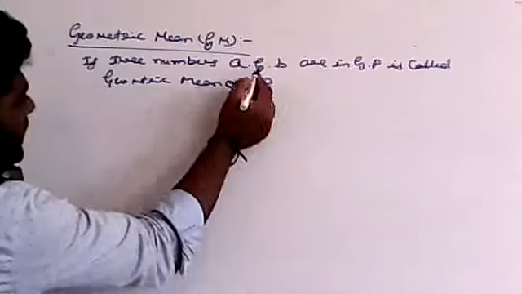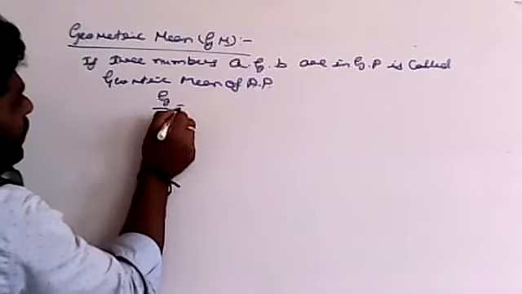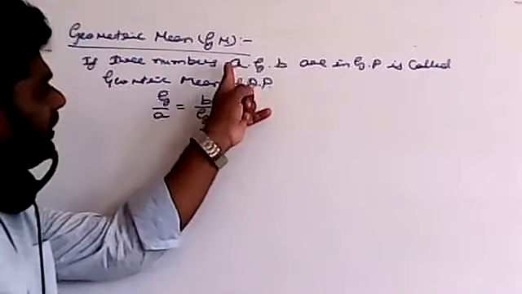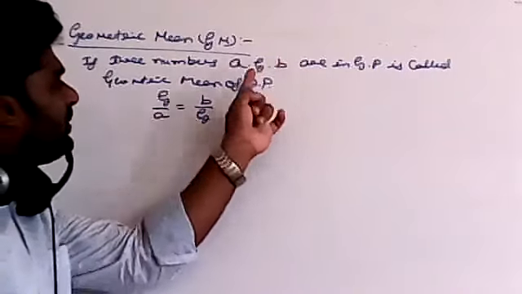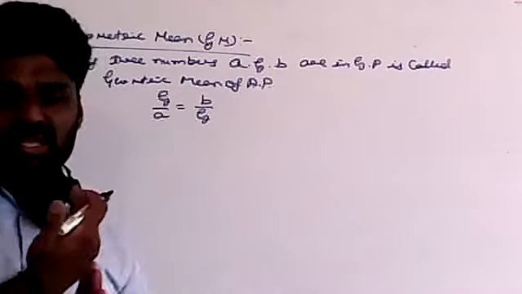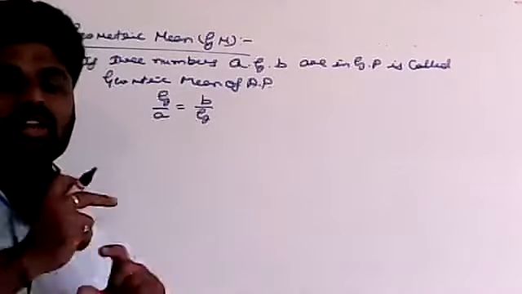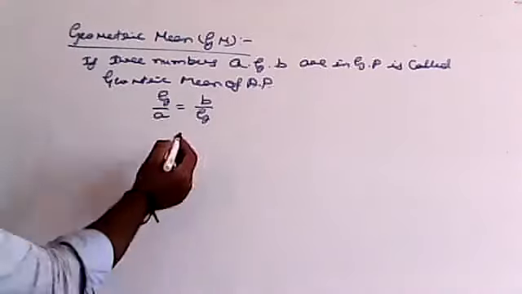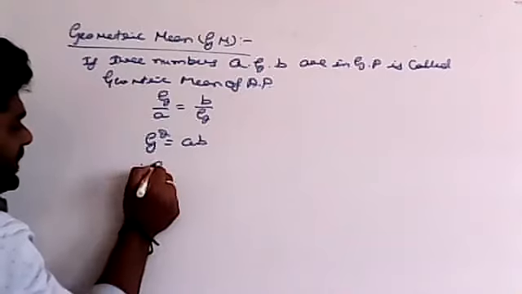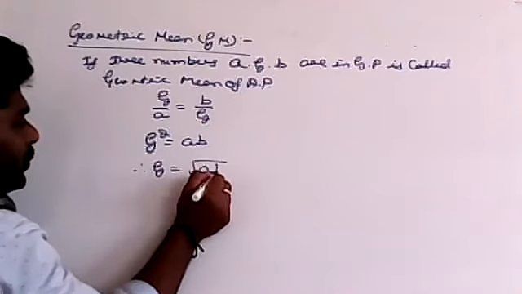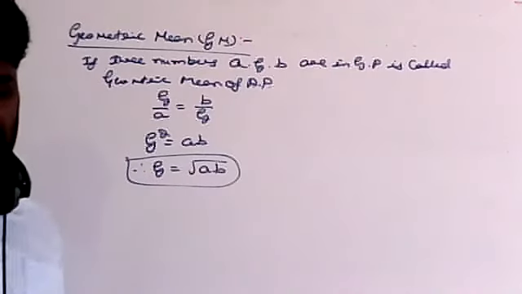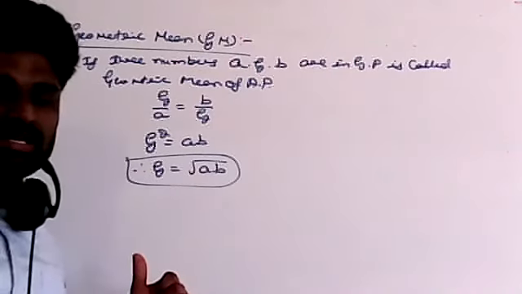So if I take that one, G by a is equal to what? b by G. Correct or not? Second term divided by first term, which is equal to third term divided by second term. But there what we did? There we took the difference in AP. Here we are taking the ratio. Correct? So cross multiplied, G square equal to ab. Therefore, what is G equal to? Root of ab, no? This is what is called the geometric mean.